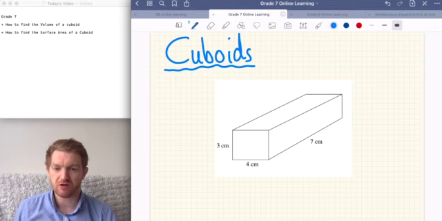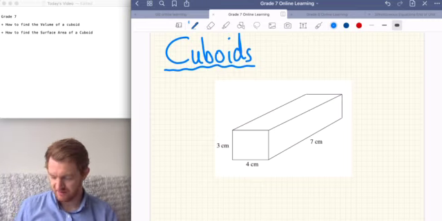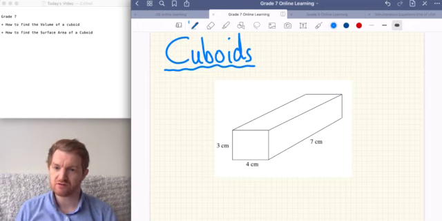If you've forgotten what a cuboid looks like, or for some of you who just joined the school this year and you don't know what the word is in English, cuboid means a shape like that. So let's just dive straight into how a cuboid is made up.